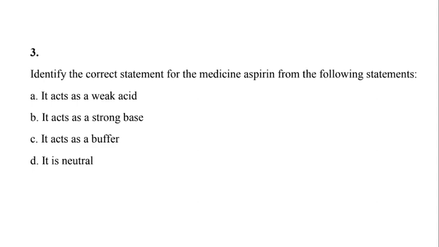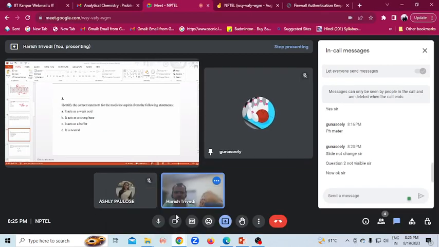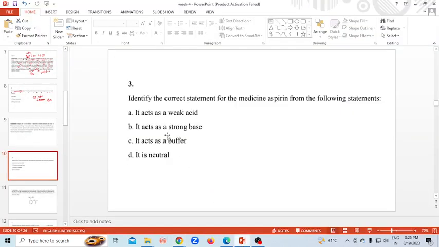My slide is changing now. I am now in question number 3. Let me check if somebody texts. Not visible, slide not changed now. Okay, I think question 3 is visible to you. Good.